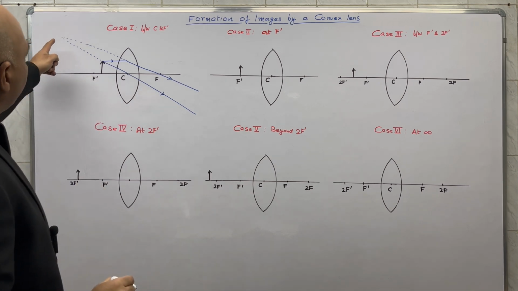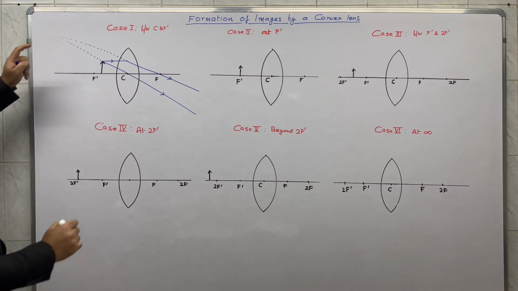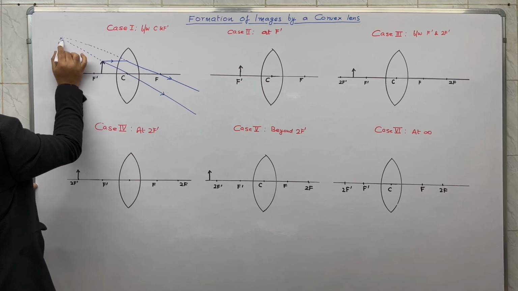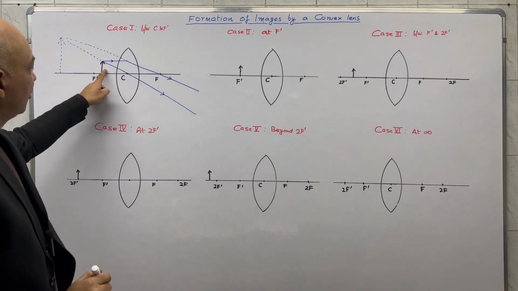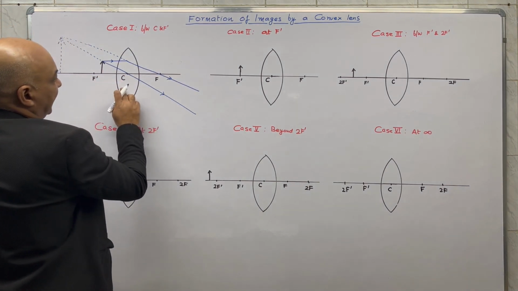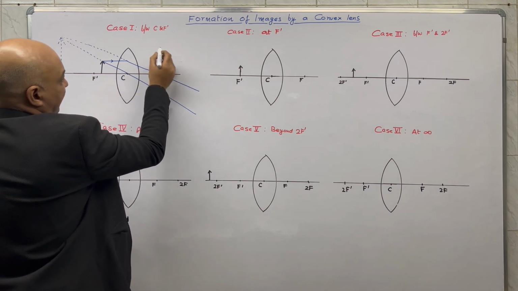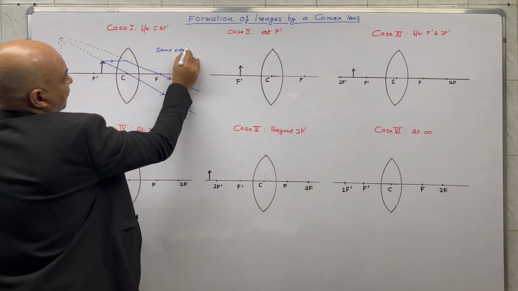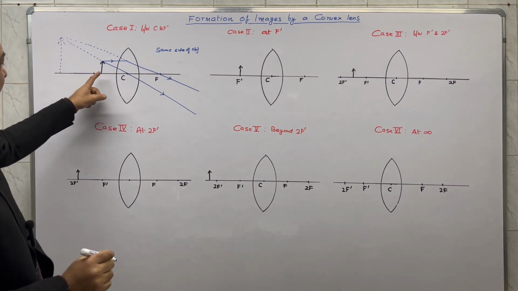So when produced backward, these two rays meet at this point. That means here our virtual and erect image of the object will be formed. So I can say that the image in this case is formed on the same side of object, that is, it will be formed on the same side where the object was kept.